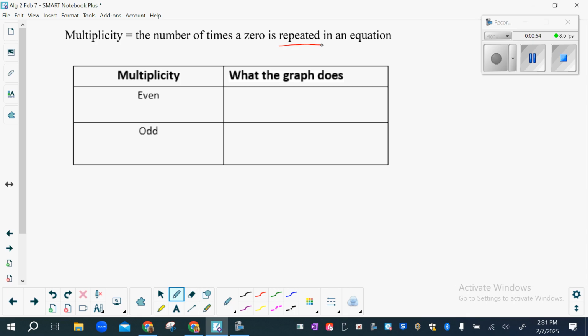If you have an even multiplicity, so for example, if you have a root that shows up twice or 4 times, say your root was 3. If there were 2 3s or 4 3s, an even number, what the graph does, instead of crossing through that point, it bounces off the point. Something very different, it bounces off. And then if the multiplicity is odd, it's just going to cross it. It's just going to cross at that point.